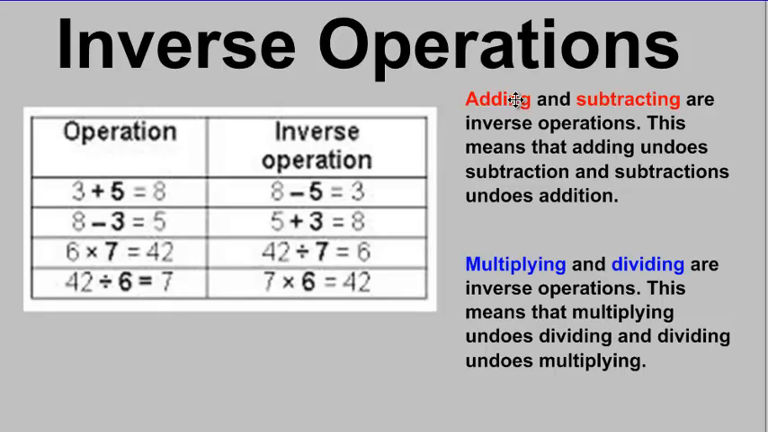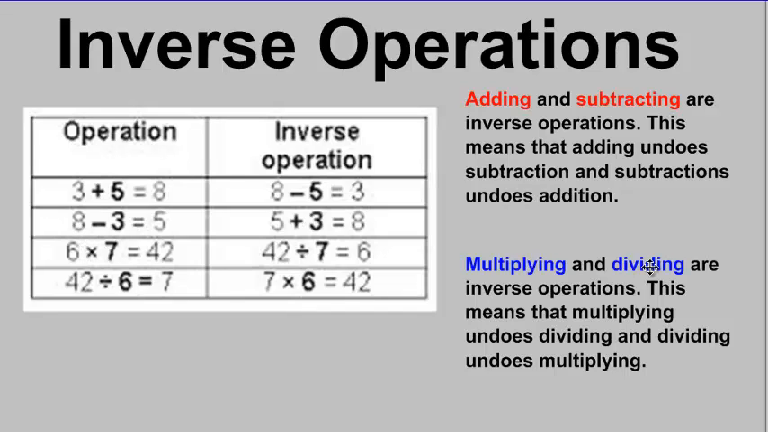For example, adding and subtracting are inverse operations. That means that adding undoes subtraction and subtraction undoes addition. For example, 3 plus 5 equals 8. But if we take 8 and subtract 5, we get back to 3. Plus 5 and minus 5 cancel out. Similarly, 8 minus 3 equals 5, and 5 plus 3 takes us back to 8. So negative 3 and positive 3 cancel each other out.